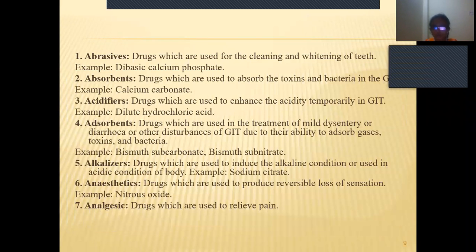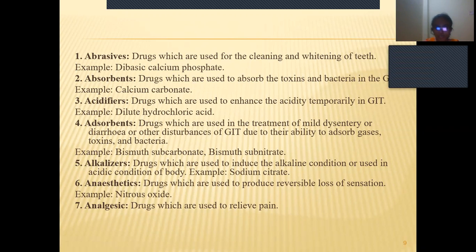So first one is abrasive. What abrasive means is the drugs which are used for cleaning and whitening of the teeth. An example is dibasic calcium phosphate. Next, absorbents. These are the drugs which are used to absorb the toxins and bacteria which are present in the GIT. It will absorb the toxins which cause harm to our body, so those toxins will be absorbed. Example, calcium carbonate.